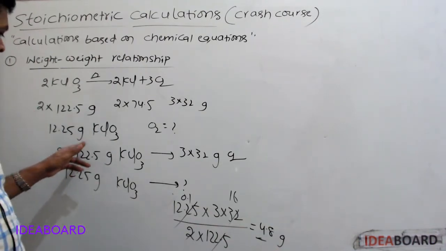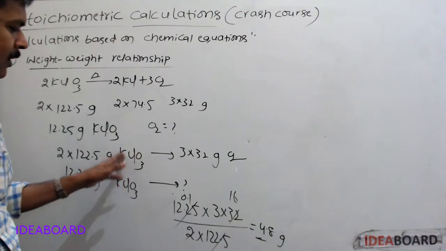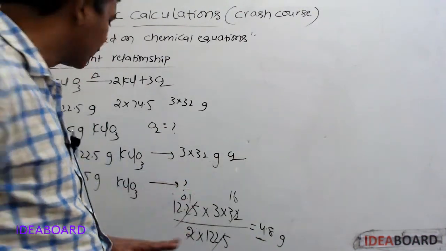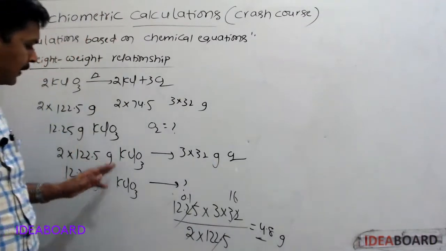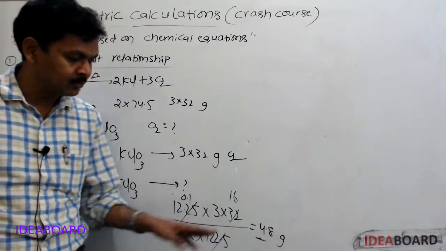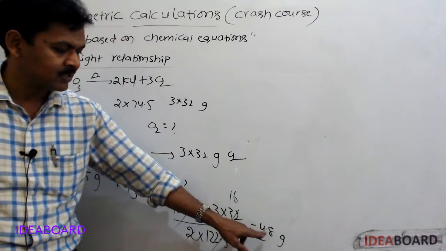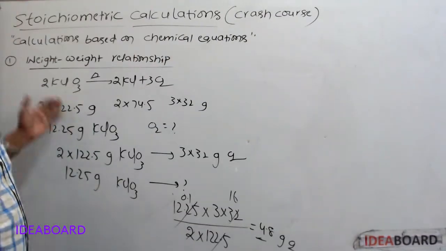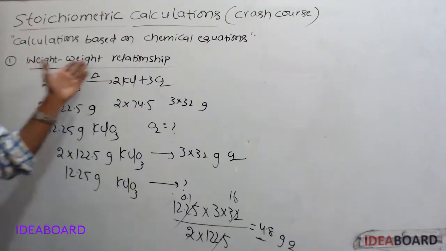2 into 122.5 grams of potassium chlorate on heating gives 3 into 32 grams of oxygen. Then we should calculate 12.25 grams of potassium chlorate on heating gives how much of oxygen? This much of oxygen, 4.8 grams of oxygen. So these are the problems based on weight-weight relationship.